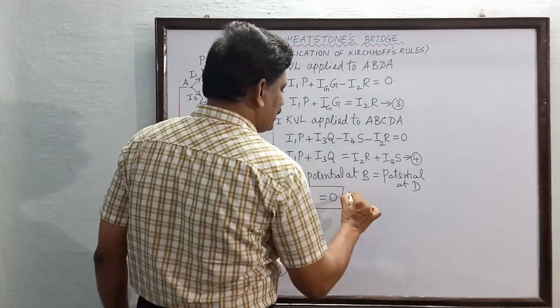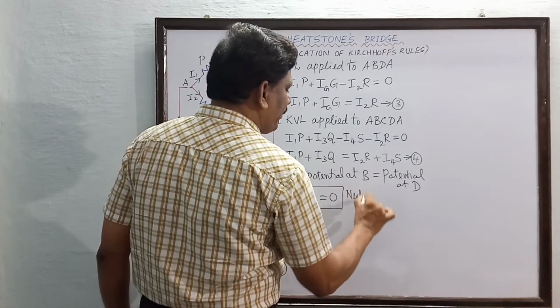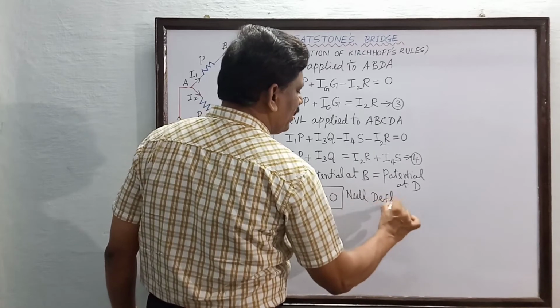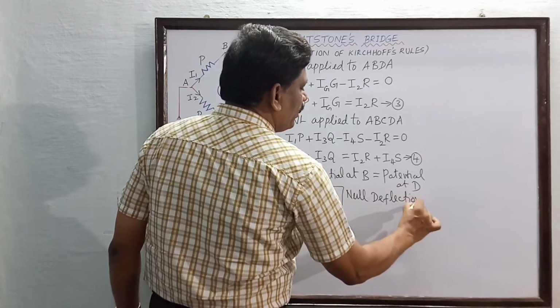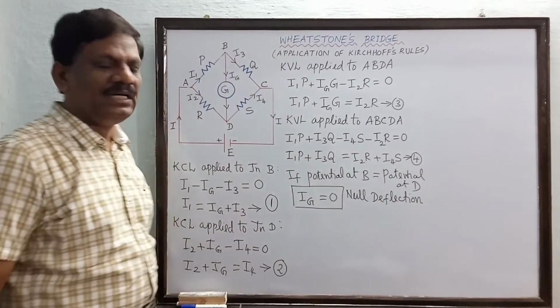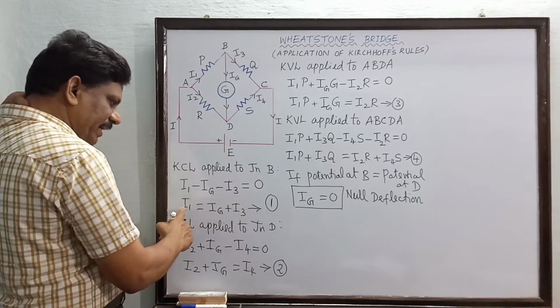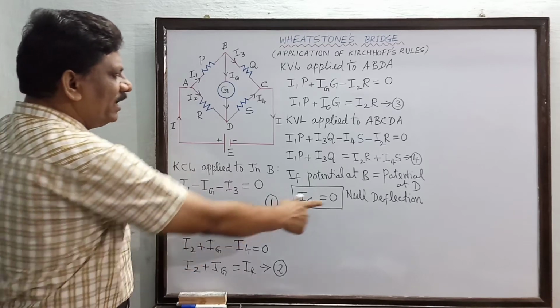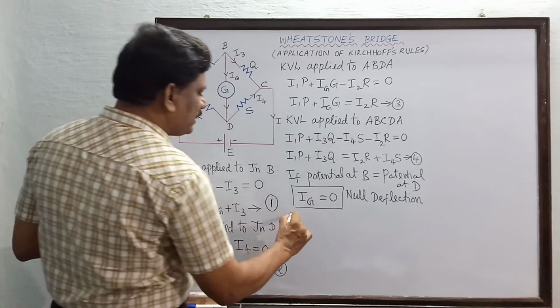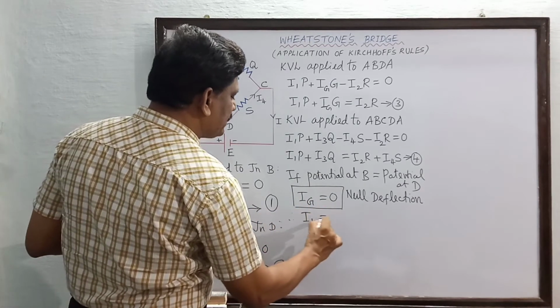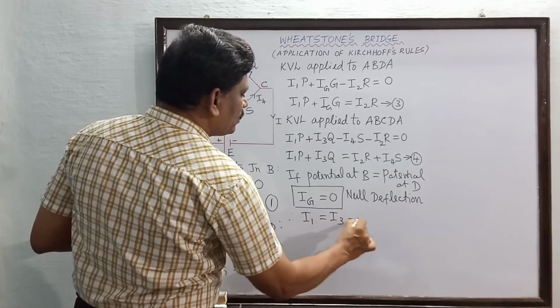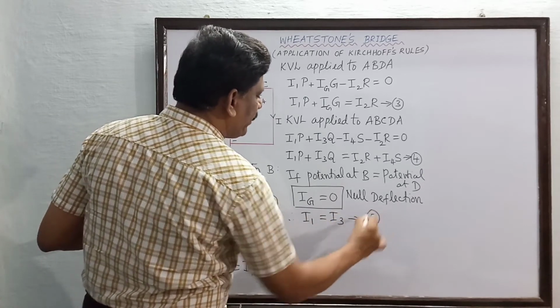This is called a null deflection of the galvanometer. For the balance of the bridge, there should be no deflection in the galvanometer. Now, in the first equation, I1 is equal to Ig plus I3. If Ig is equal to 0, therefore, I1 is equal to I3. So, this is equation number 5.